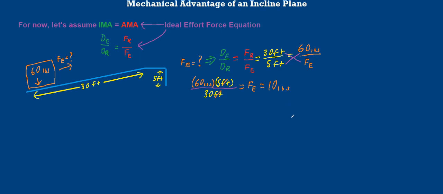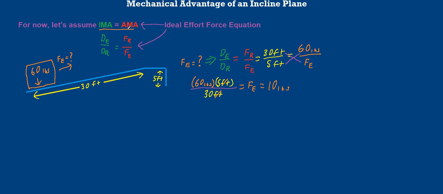But in reality, it could not actually be 10 pounds. It might be something like 15 pounds, because in the real world, we have to deal with things like friction. And other things too, but let's just say friction to keep it simple. 10 pounds would be our ideal effort force in a perfect world without friction. And that's the only way we can actually say that our AMA is equal to our IMA. And for that matter, it's the only way you can say that our DE over DR is equal to our FR over FE, or as I call it, the Deers are free equation, which is just a fun way to remember the equation.